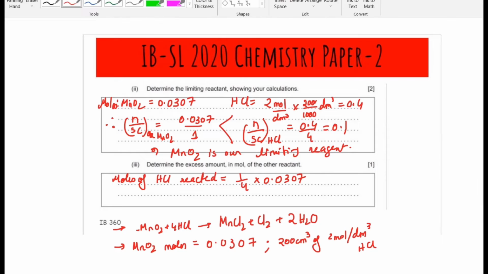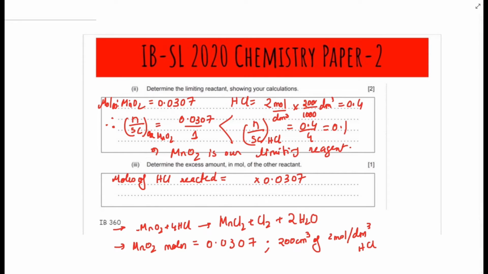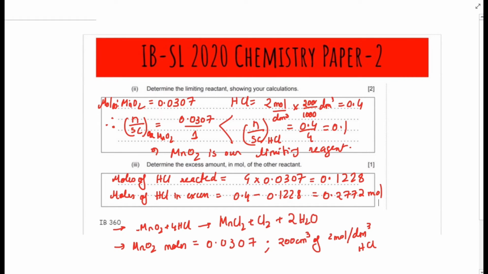Okay, I believe there was a little error here. It won't be 1 by 4, it would be 4 times, because it's HCl to MnO2. So 4 times 0.0307 would be 0.1228. Okay, so moles of HCl in excess would be total moles minus the amount that has been reacted. So our final answer comes out to be 0.2772 moles. You can round it off to 0.277 also, not an issue.